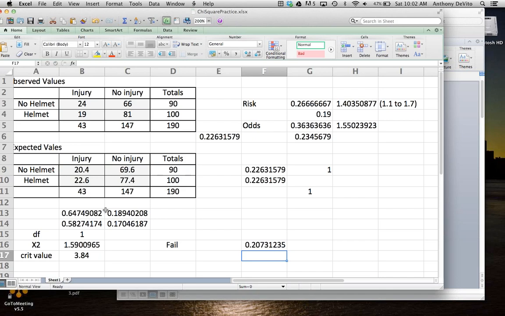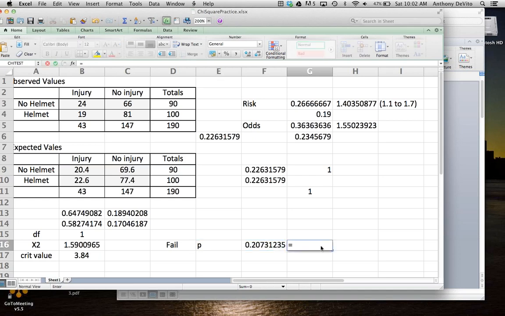Okay, and I get a value of 0.207. That is actually not chi-square. That's the p-value associated with that chi-square of 1.59. So the probability of being wrong if you reject your null hypothesis, where your alpha error is equal to 0.2, which is not less than 0.05, so we get really the same result.